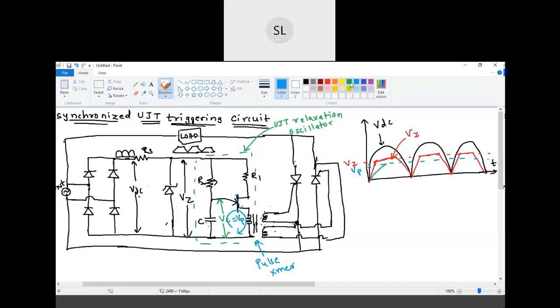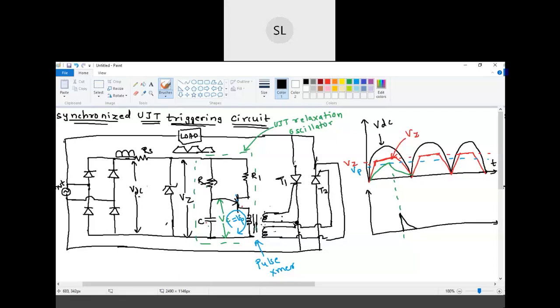Once the voltage across the capacitor is equal to the peak point voltage of this UJT, the capacitor will stop charging and it will start discharging like this. Now during this time period, a pulse will be generated at the primary of this transformer, that will be transferred to the secondary winding, and the thyristor, whichever is forward biased during that particular cycle, it will be turned on. So now during the positive half cycle, this T1 will be forward biased, whereas during the negative half cycle of the input, this T2 will be forward biased.